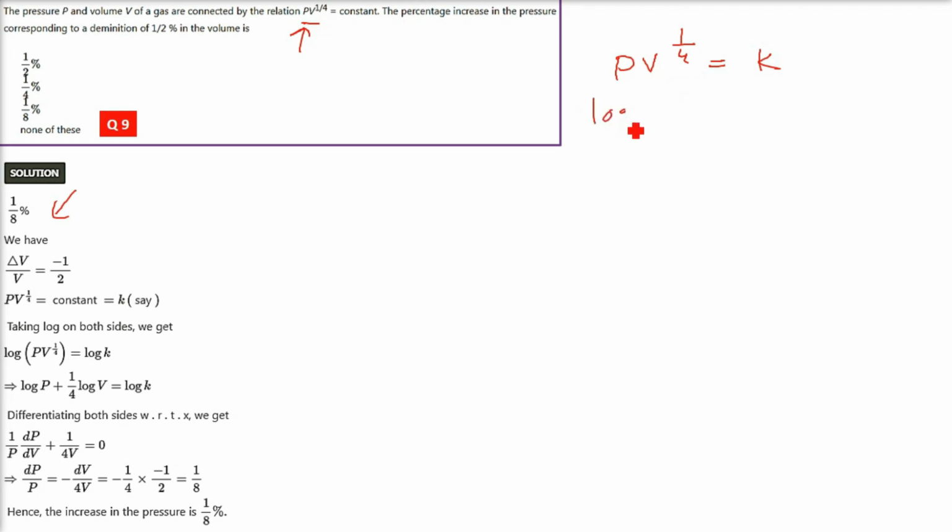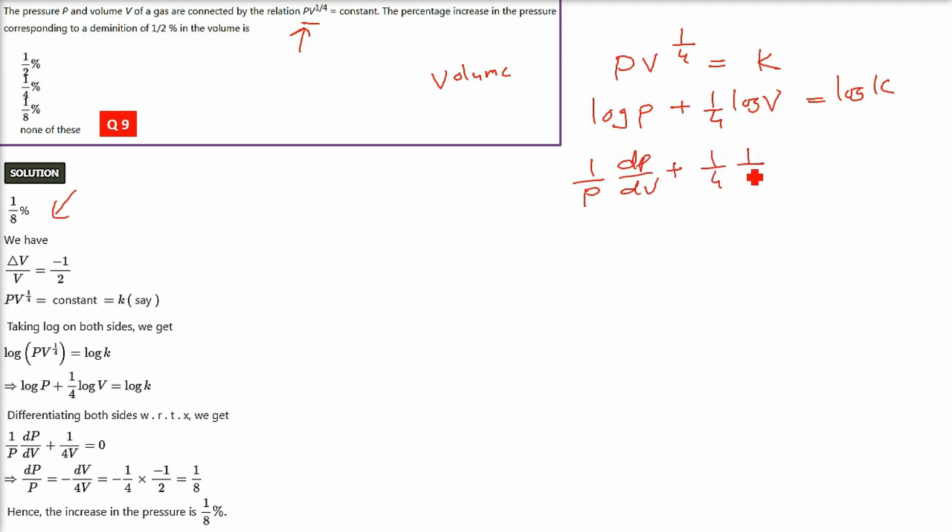Let us call it K, and then take the log on both the sides. Log P, 1/4 comes in front, log V, and that is going to be equal to log K. Now let us differentiate it with respect to V. Differentiation will be log P is 1 by P dP by dV, plus 1/4, differentiating with respect to V, so it is going to be 1 by V, and log K is going to be equal to 0, it's a constant. So there will be a relationship formed from here.